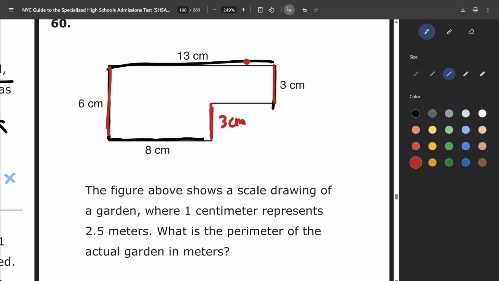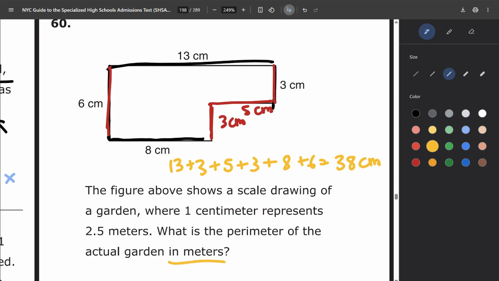And same thing with here. If this entire thing is 13, and this is 8, that means this has to be 5, because 5 plus 8 is equal to 13. So now all we have to do is just add up to find the perimeter. 13 plus 3 plus 5 plus 3 plus 8 plus 6. That is equal to 16, 21, 24, 32, 38. So the perimeter is 38 centimeters, but it asks to put it in meters because this is just a scale drawing and we're finding the perimeter of an actual garden.